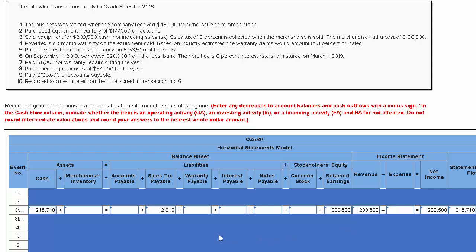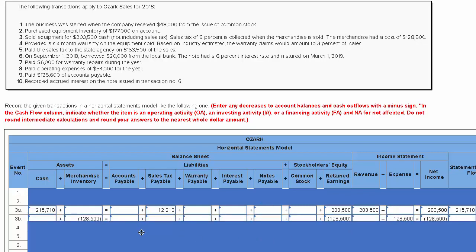Okay, we're not done with transaction 3 though, because we also have to show the fact that the inventory no longer exists on our books, right? We've had a sale, so legal title to the inventory now belongs to the customer. So inventory has to decrease by $128,500. And since we're following accrual accounting, we have to show the expense of $128,500. And of course, the account we would use is cost of goods sold. But notice that there's no impact on cash, right?